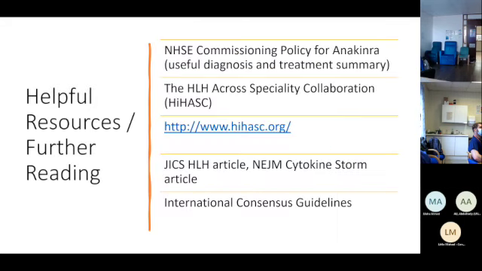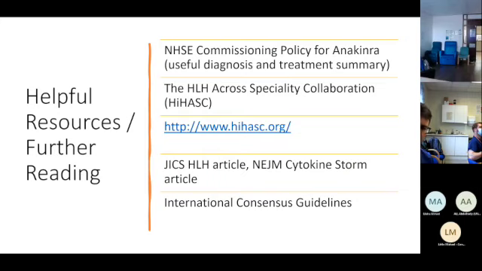There's some more resources you can have a look at. So the NHS England have got a commissioning policy for Anakinra, because it sounds like a big expensive drug, but it's actually quite cheap and available for us to use. And they've got a good treatment summary and diagnosis summary so that we can get access to this. And it's usually available through rheumatology, so they're going to be helpful in terms of getting this treated and diagnosed. There's also HLH cross-specialty collaboration, and they've got a website with some information. Because of the relative lack of awareness of this condition, they're trying to promote its awareness and treatment.